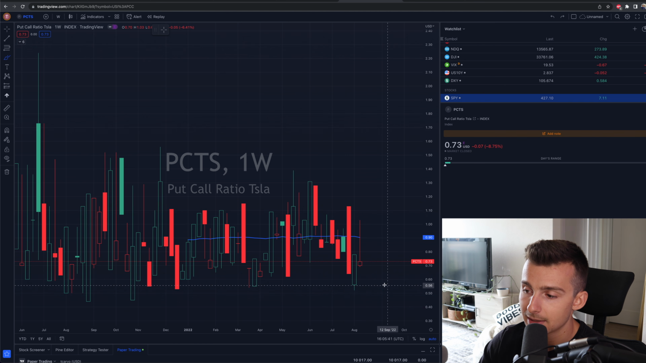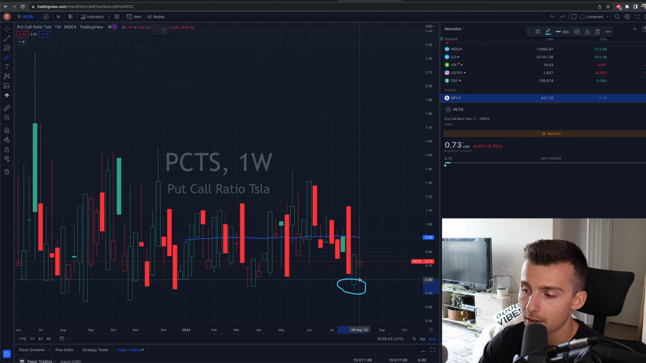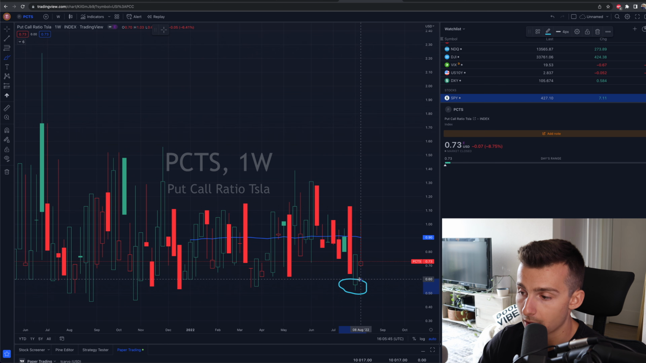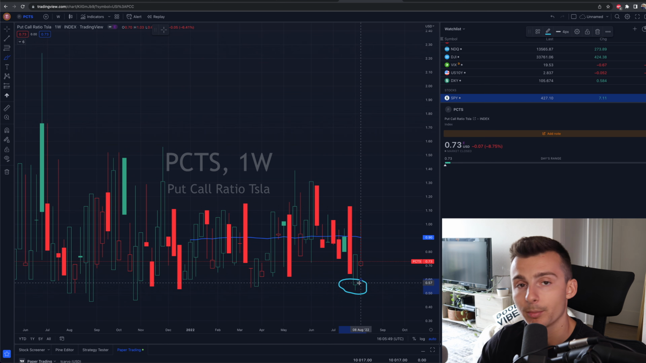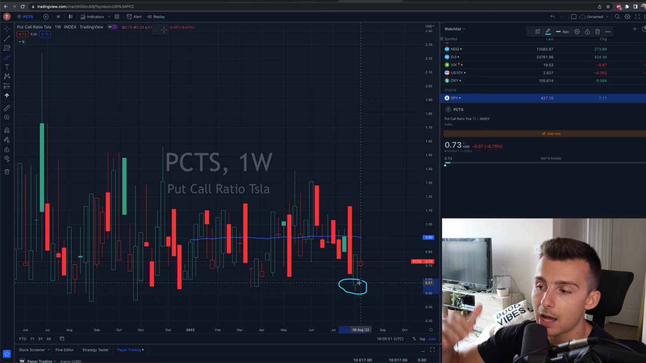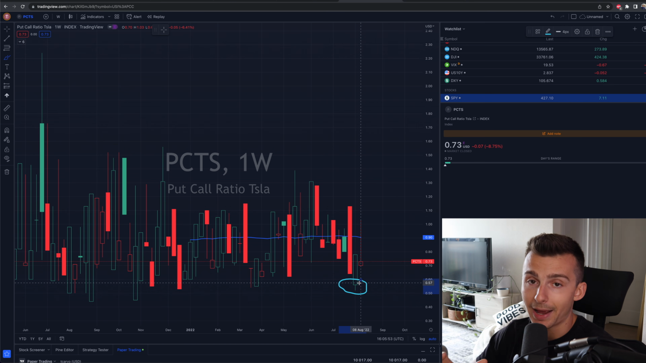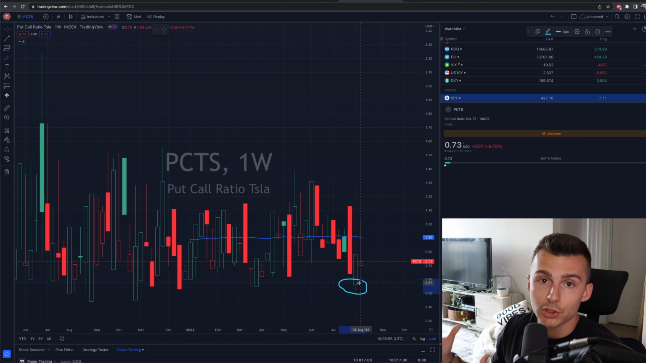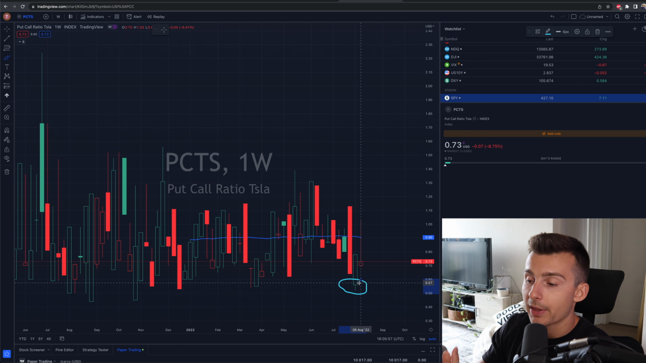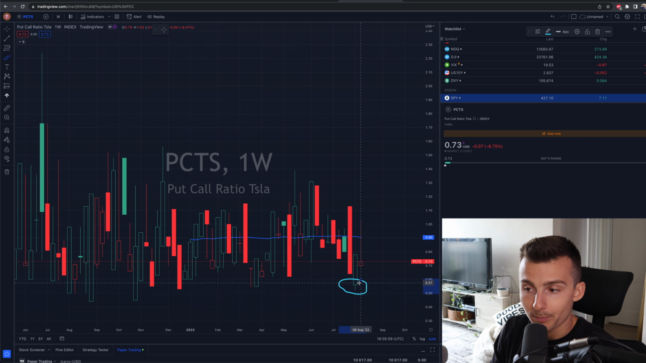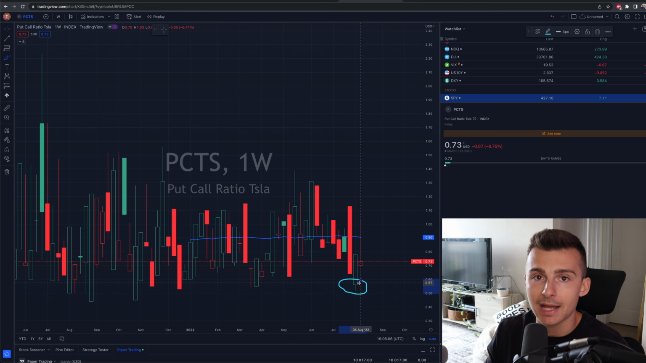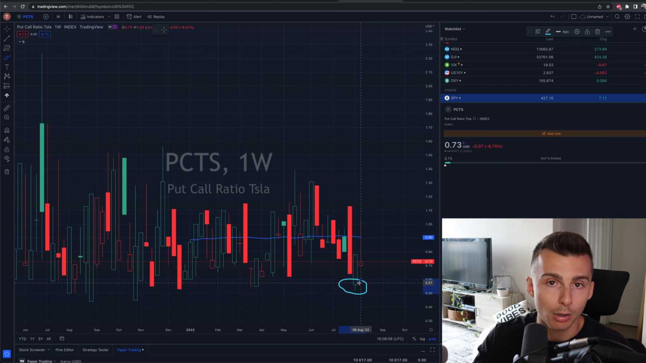But what happened? Tesla was actually very, very strong the first week of August. And we saw a lot more calls being bought. And then guess what happened? Tesla pulled back. So playing the opposite of the put call ratio actually tends to be a better way to trade than playing with the put call ratio, at least in the short to medium term when stocks get overbought or oversold. So it's another indicator to add to your arsenal, such as, let's say, the RSI and things like that.